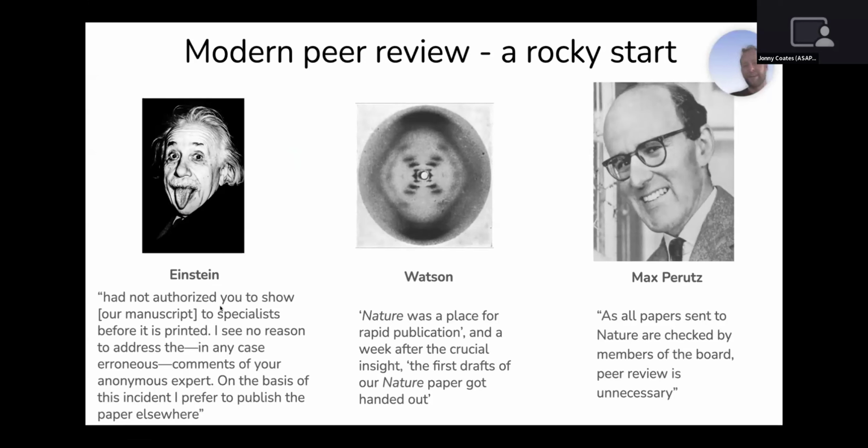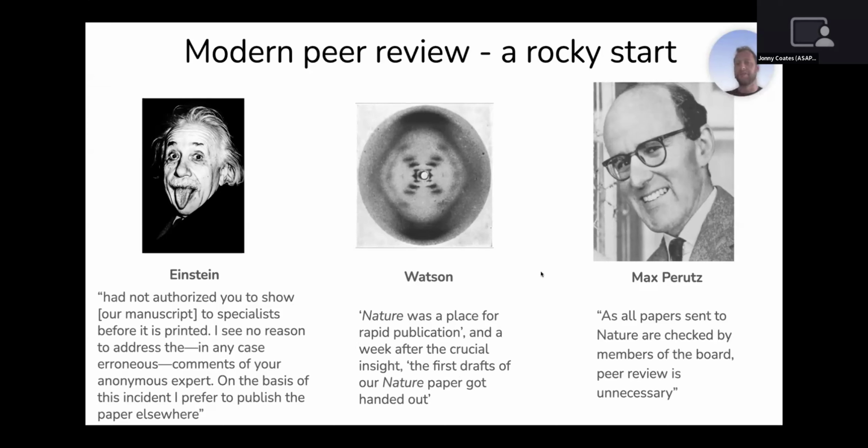The famous DNA double helix paper was not peer reviewed. In fact, this is a quote from Watson, the reason that manuscript was sent to Nature is that at the time, Nature was a place where you got very rapid publication. And so a week after they had this paper, the first drafts were out in Nature, which anybody submitting to Nature now, you're not going to get that experience, even if you are a Nobel Prize winner. That's because there was no peer review in place. So Nature could just, if the editor liked it, it would be in the journal.